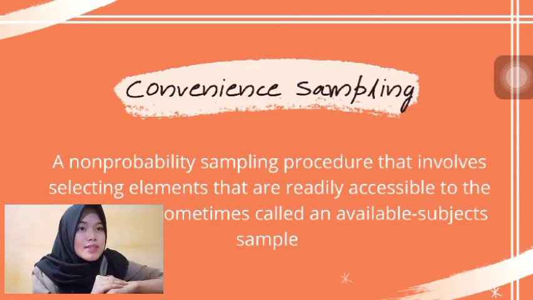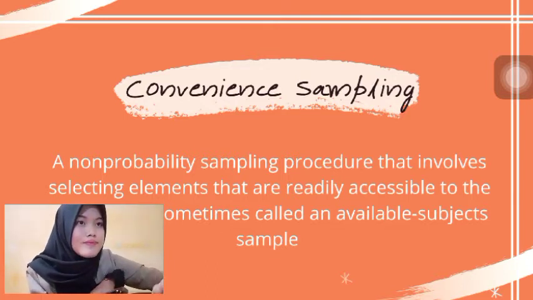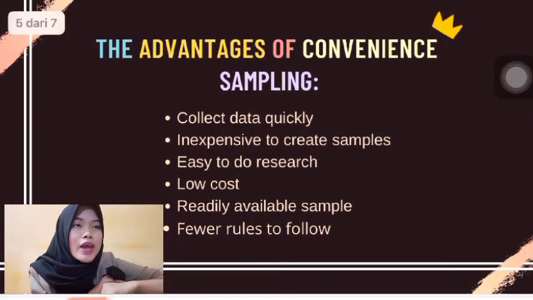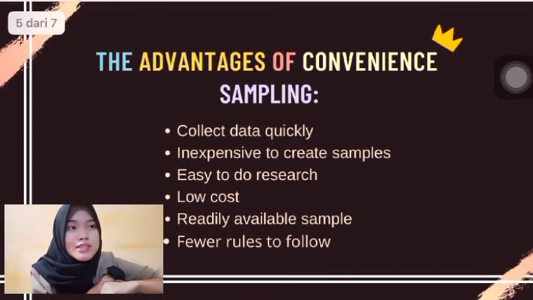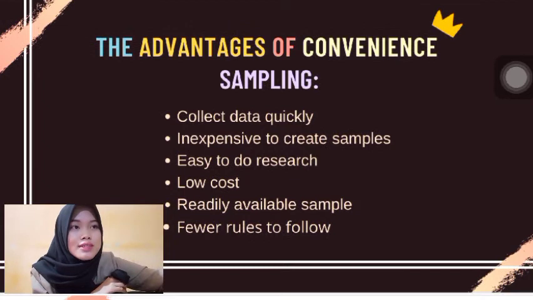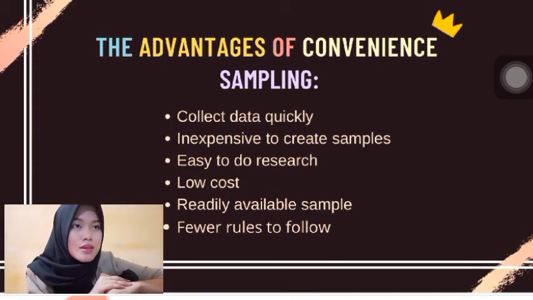Convenience sampling is a non-probability sampling procedure that involves selecting elements that are readily accessible to the researcher, sometimes called an available subject sample. So here we have a lot of advantages of convenience sampling. The first one is it can collect data quickly. Most researchers use this method because it can gather the data quickly.